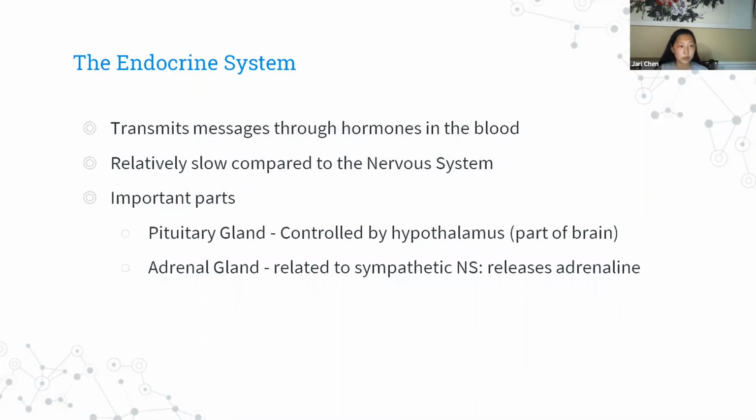So now we move on to the endocrine system. Like I said before, I mentioned that there's the nervous system. The endocrine system is the counter to that. So the endocrine system transmits messages through hormones in the blood. It's slow compared to the nervous system, but still relatively fast because it only takes a couple seconds. So there are some important parts of the endocrine system. I won't be going into much detail on that though.